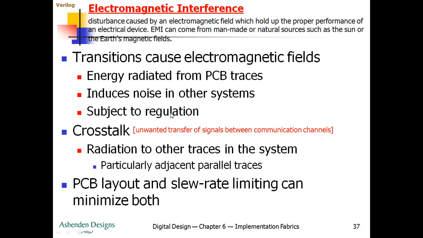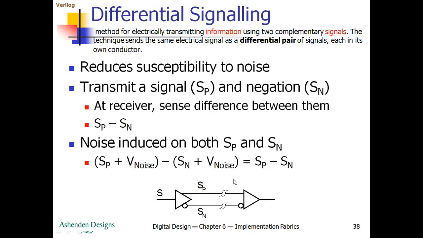And we have crosstalk as well, where crosstalk can be defined as the unwanted transfer of signals between the communication channels. So we must also see how much of this crosstalk is allowed. Okay, so the next heading is differential signaling.